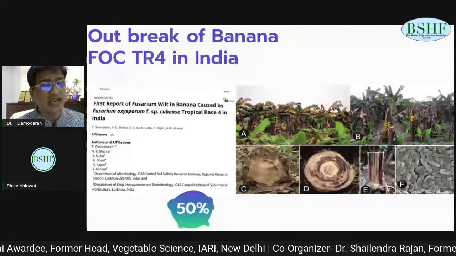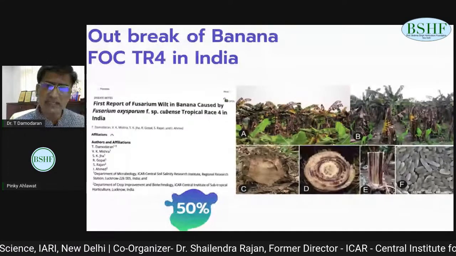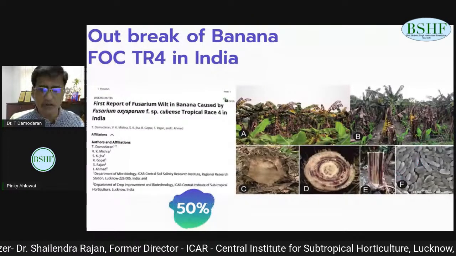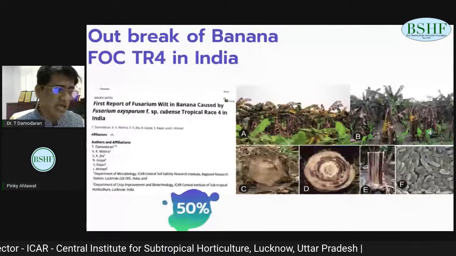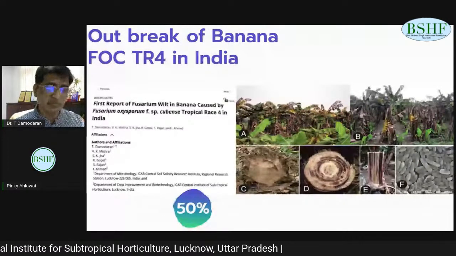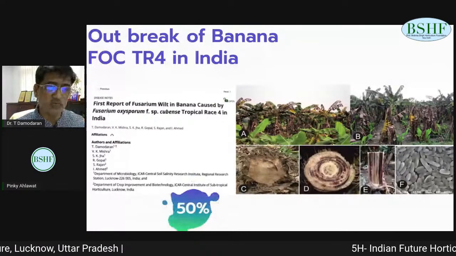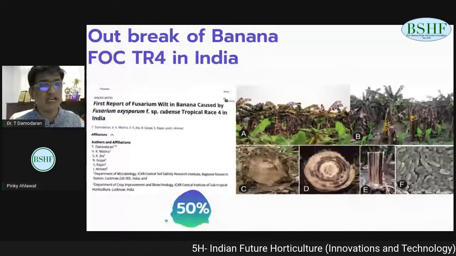In August, the entire village was affected. It was spreading like wildfire. So the entire government system was called. We were addressing meetings. We were called by our honorable DG at that time. And then immediately our colleagues from NRCB suggested that awareness is the important thing, and identification of tropical race 4 is very important before declaring it to be race 4. So we started working on that.